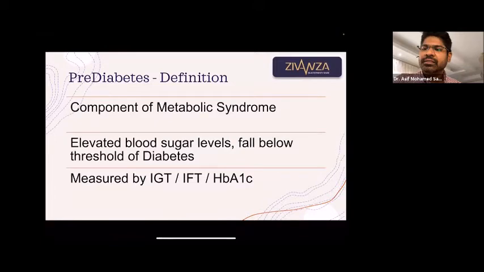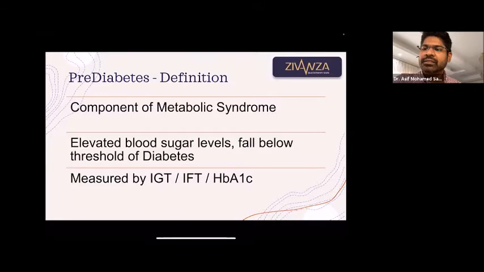And by definition, it is known to be a component of metabolic syndrome, which itself consists of various diseases integrated into one subcategory of medicine, which includes a lot of problems such as obesity, type 2 diabetes, hypertension, dyslipidemia, obstructive sleep apnea, cardiovascular disease, cerebrovascular disease, etc.